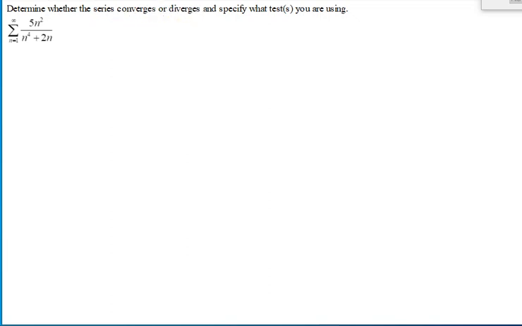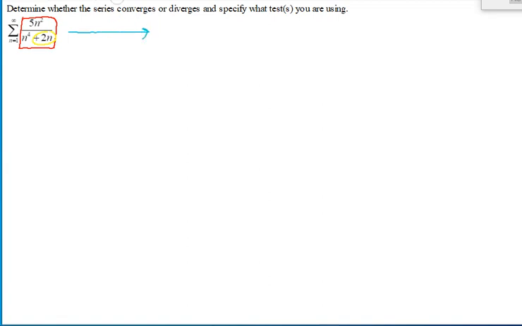One way to figure out what to compare it to is to think about, if you substitute infinity into your a sub n formula here, what's not going to matter? The insignificant part here, this plus 2n, is going to be negligibly smaller than the n to the fourth. So that gives us a clue as to what to compare it to.